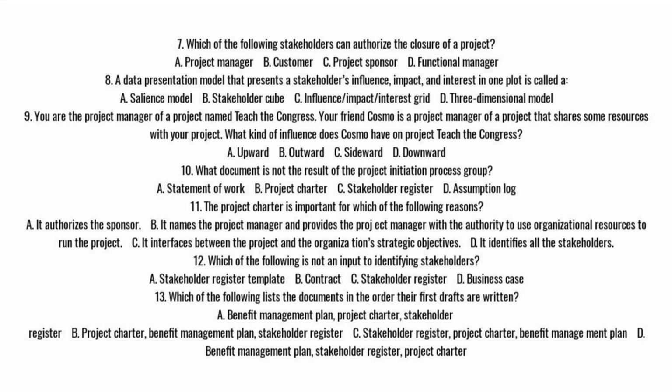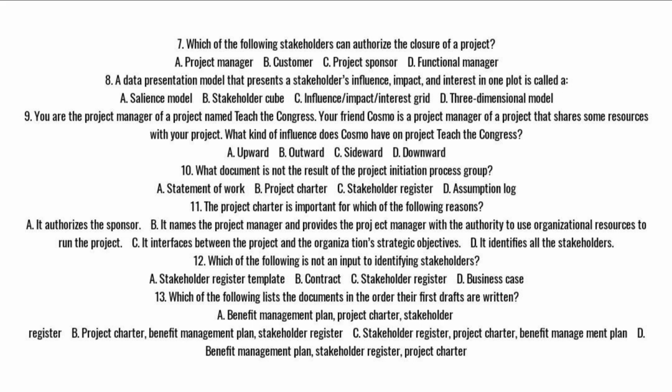7. Which of the following stakeholders can authorize the closure of a project? A. Project manager. B. Customer. C. Project sponsor. D. Functional manager. 8. A data presentation model that presents a stakeholder's influence, impact, and interest in one plot is called A. Salience model. B. Stakeholder cube. C. Influence/impact/interest grid. D. Three-dimensional model.